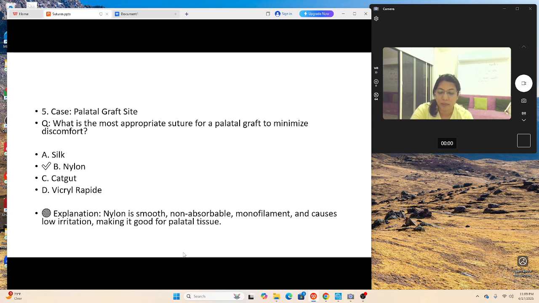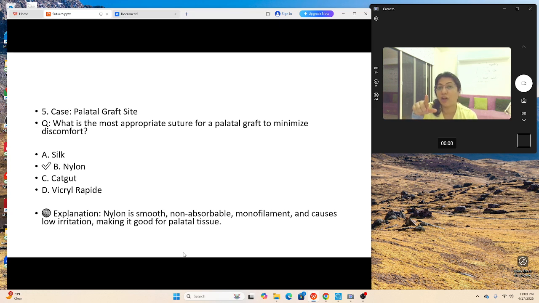Nylon and silk. My correction. And out of nylon and silk, silk is known to cause more inflammatory reaction, because, like I just mentioned, it has those proteins, because it's derived from an animal. It can cause irritation. But nylon is a synthetic product, so the chances of it causing an infection is very less. Chances of it inciting an inflammatory response is very less.